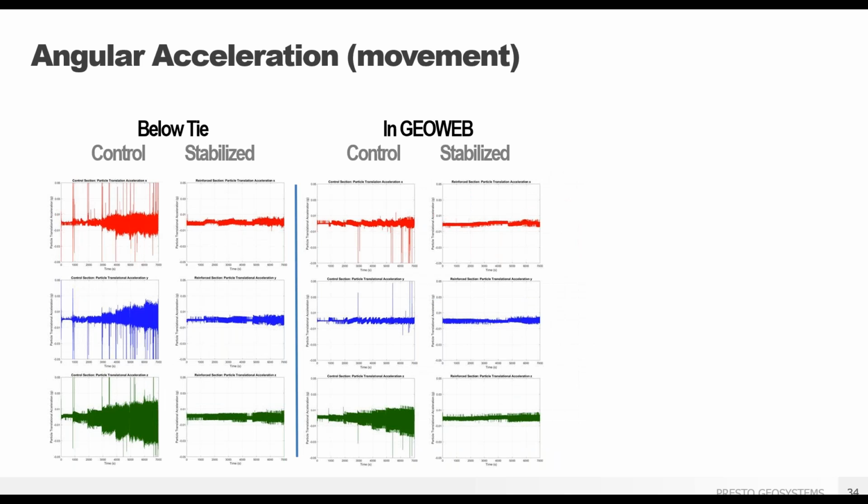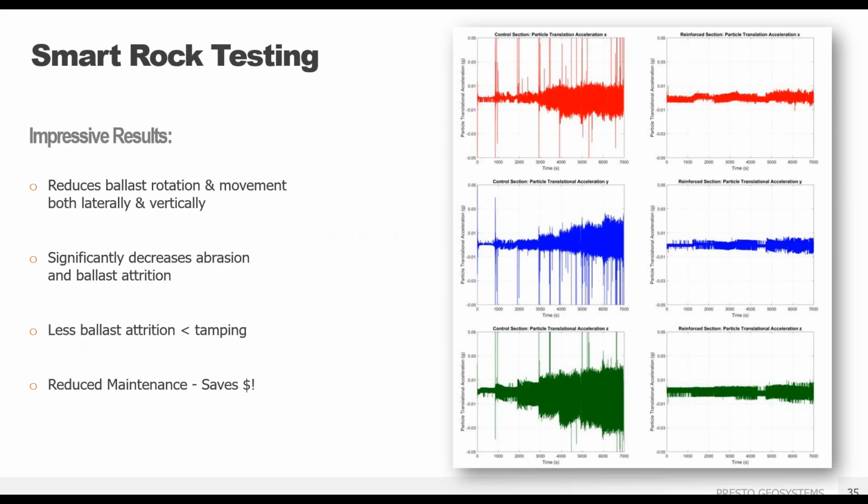Once again, with movement, this slide does show the angular acceleration of the movement, side to side and up and down. Below the tie, in your control section, you're looking at a significant amount of movement side to side and up and down. With your stabilized section, 6 inches below the tie and 6 inches above the web, you can see a significant reduction in ballast movement. So this research really did confirm that GeoWeb does significantly reduce ballast tamping and maintenance, because it really does stop the movement of those ballast particles.